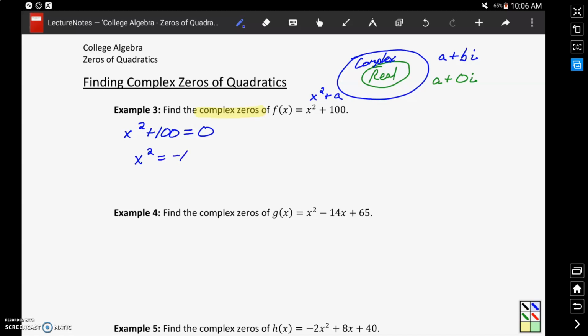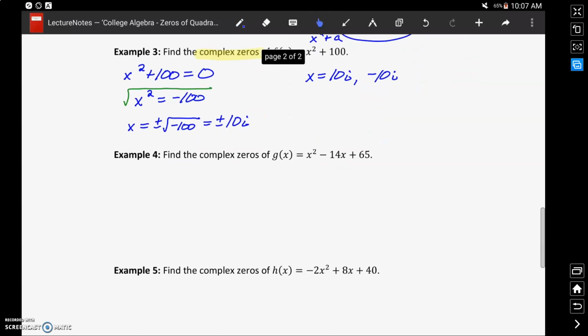In this case, we would subtract 100 to the other side, and then take the square root of both sides of this equation. That would give us x is equal to the square root of negative 100. But whenever we take the square root of both sides of an equation, we need to introduce that plus or minus notation. In this case, then, that would give us plus or minus 10i as our two solutions. So in this case, we have two complex zeros for f of x, 10i and minus 10i.